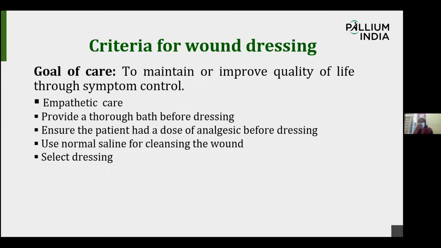And what are the criteria for wound care? Our goal of care is to maintain or improve the quality of life of the patient through symptom control. The second main aim of palliative care is to relieve pain and other symptoms. If you give proper symptom control to the patient, that way we can improve the quality of life of the patient. So here also, if the patient is having symptoms, you can try to reduce the symptoms.